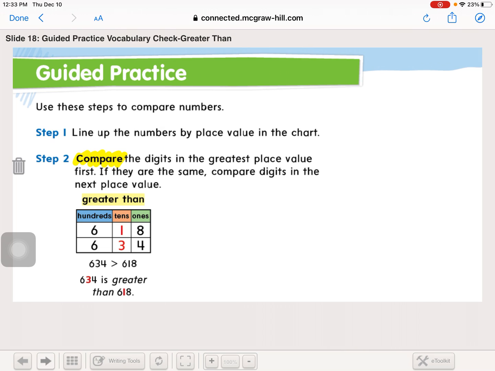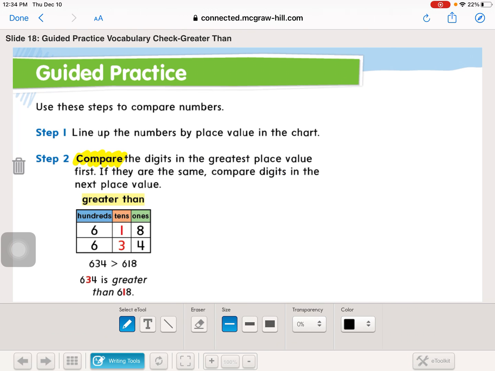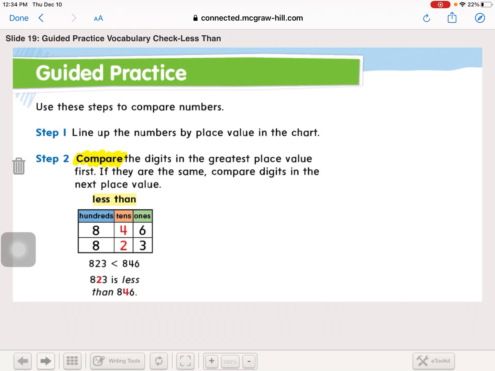Okay, so use these steps to compare numbers. Step 1 is to line up the numbers by place value in the chart, just like we did on the last one. Compare the digits in the greatest place value first. If they're the same, compare the digits in the next place value. So we have been doing this so far, and this is just showing you again. Hundreds were the same, so they had to go to the tens. 3 is bigger than 1, so the alligator's going to chomp towards the 3.